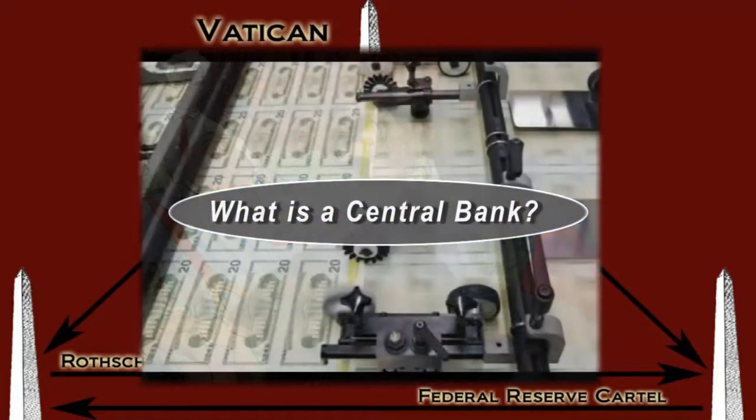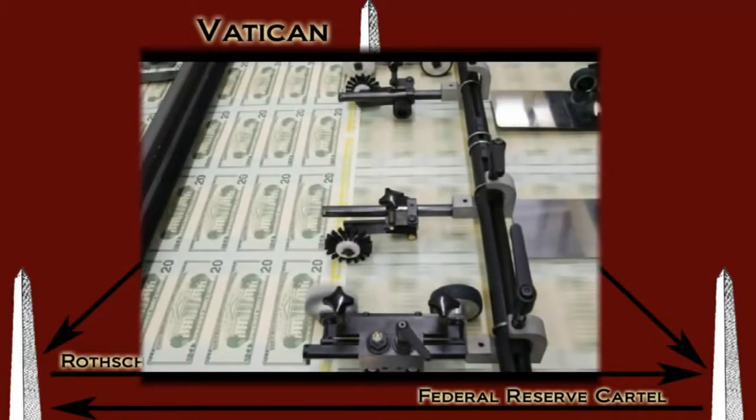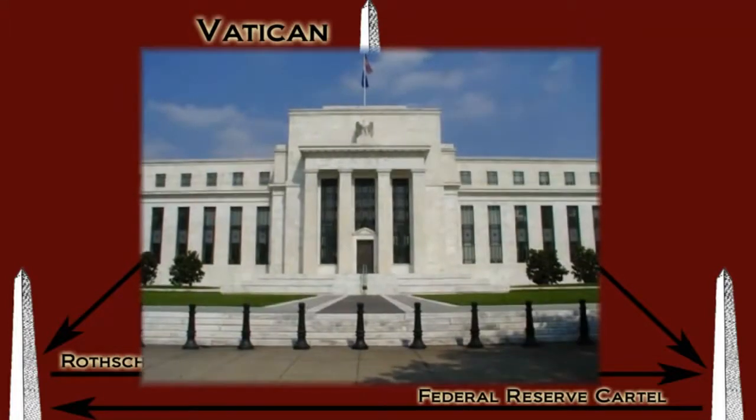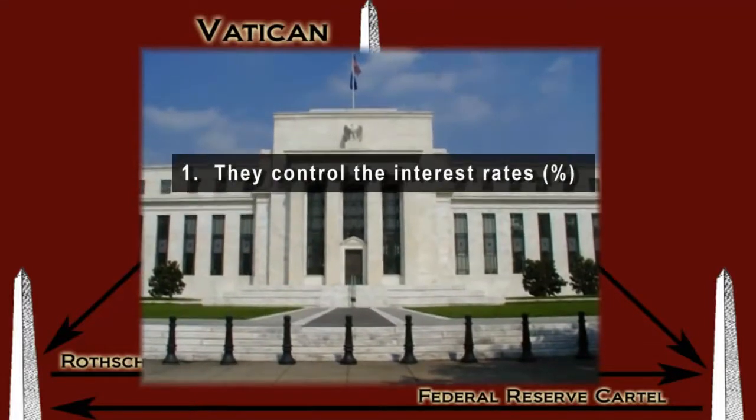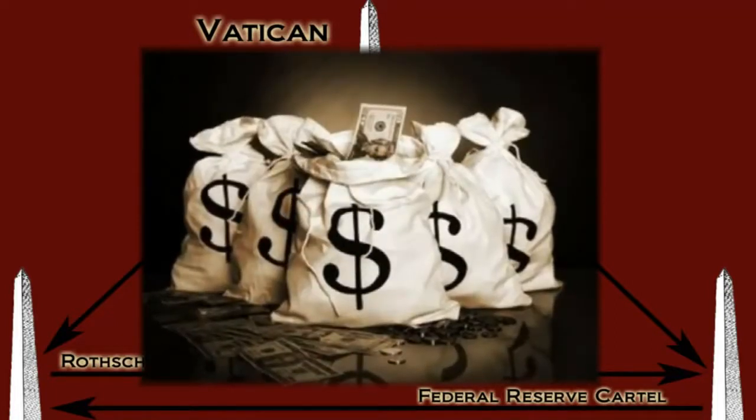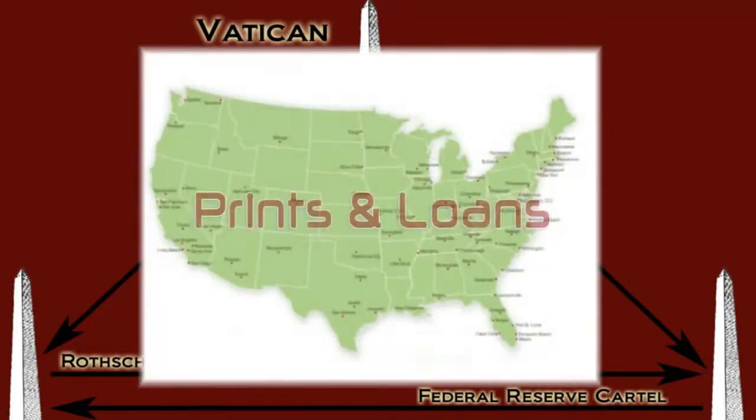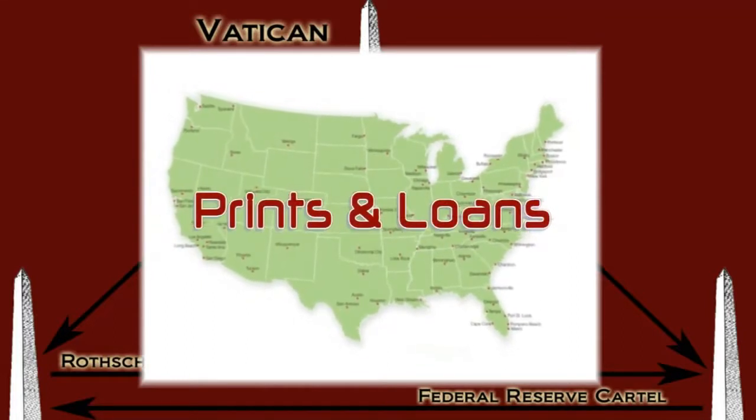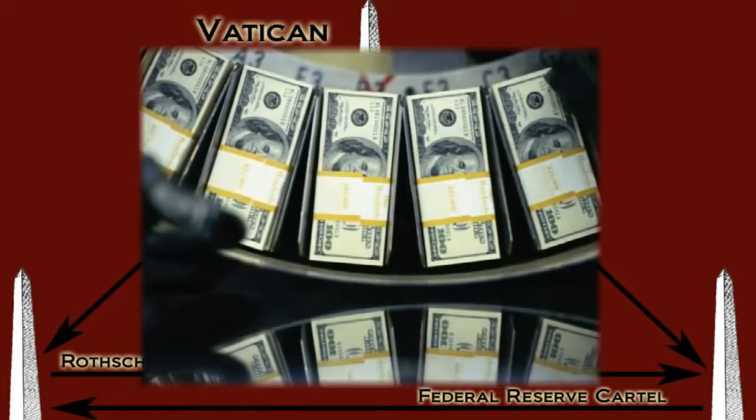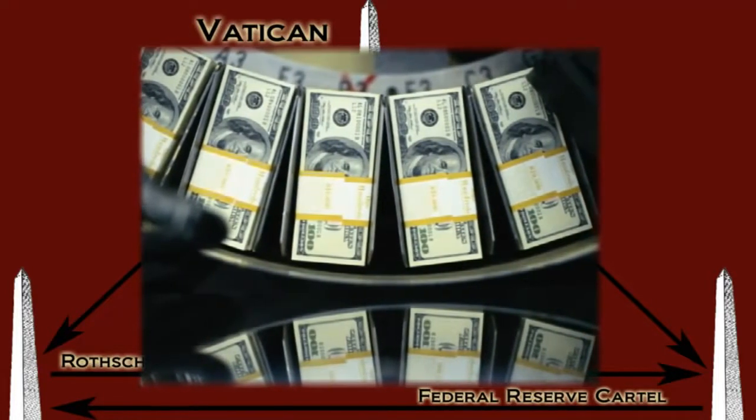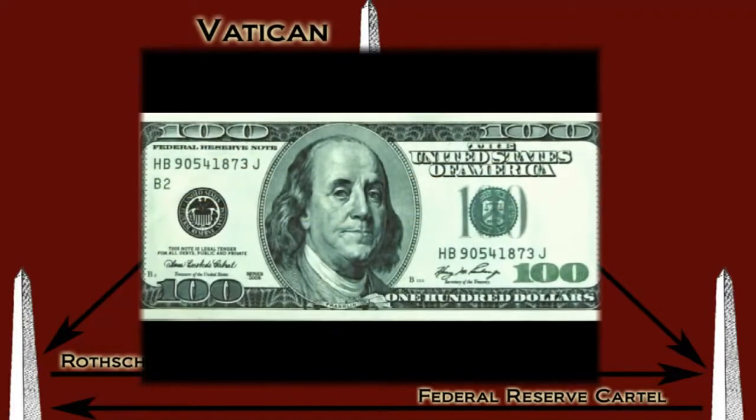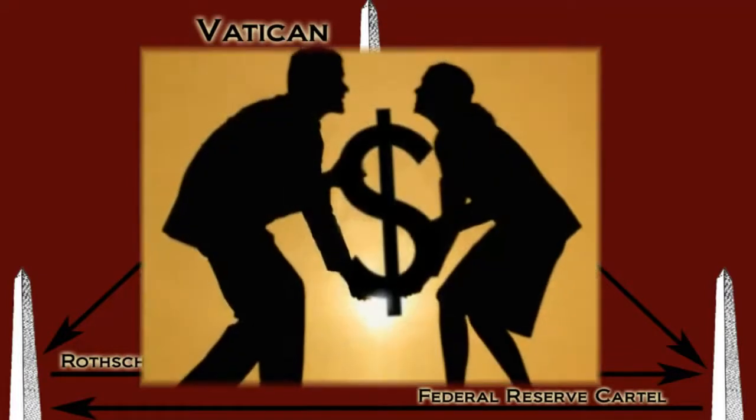So what is a central bank? The central bank is an institution that produces a currency for an entire country. Two powers are inherent in central banking practices. Number one, they control the interest rates, and number two, they control the money supply and inflation. The central bank does not print the money supply and hand it over to the country. Instead, the central bank prints the money and loans it to the country at interest. Then, through increasing and decreasing the money supply, the central bank regulates the value of the currency being issued. It is critical to understand that the long-term product of the central banking system is debt.